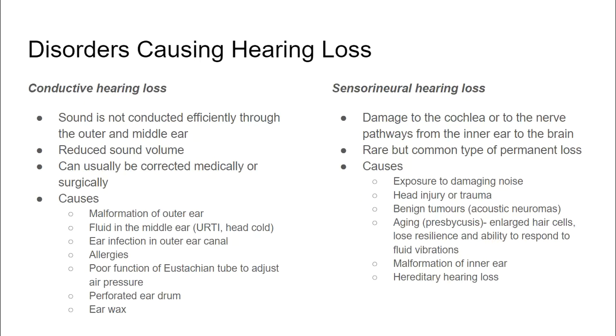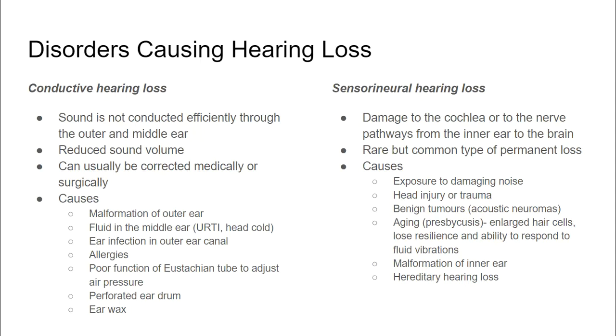Conductive hearing loss is when sound is not conducted efficiently through the outer and middle ear, and most people will hear this as a reduced sound volume. It can usually be corrected medically or by surgery. Some of the causes may be a malformation of the outer ear, fluid in the middle ear, infection, allergies, a perforated eardrum, or in fact earwax.